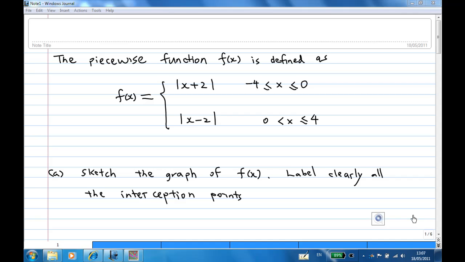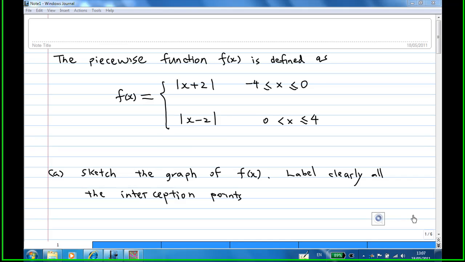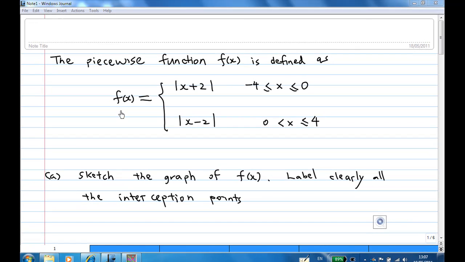This video will show you how to sketch the graph of a piecewise function involving absolute value. The function we are given is f of x equal to absolute value of x plus 2 for x between minus 4 and 0, and is equal to absolute value of x minus 2 for x between 0 and 4. A piecewise function means the formula is different for different x.